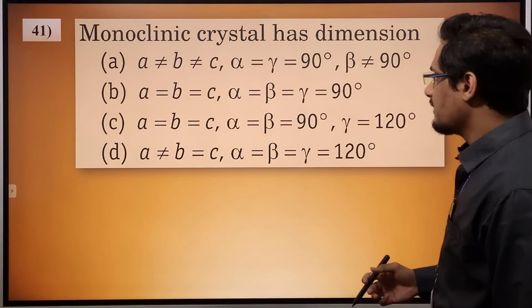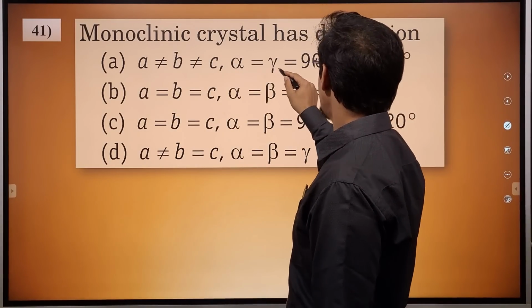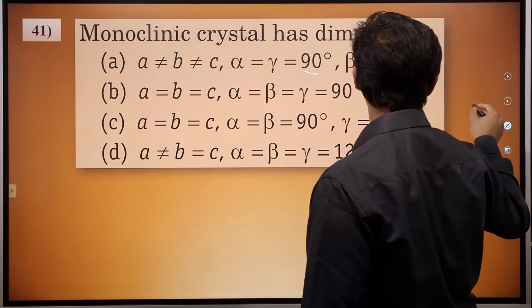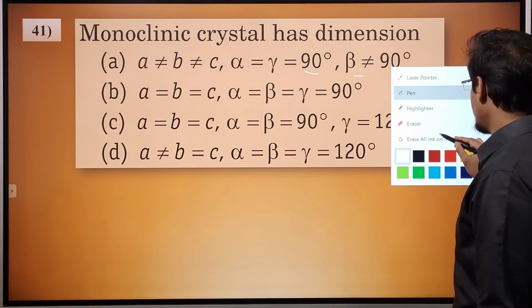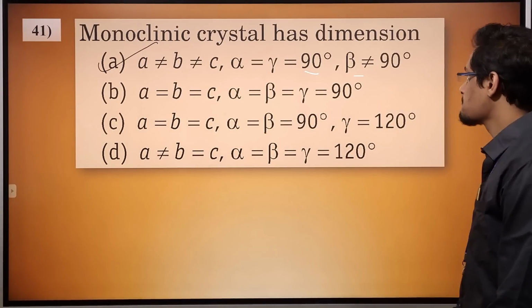Here a equal to b, a is not equal to b is not equal to c, alpha and gamma are 90, beta is not equal to 90. The option is option A.